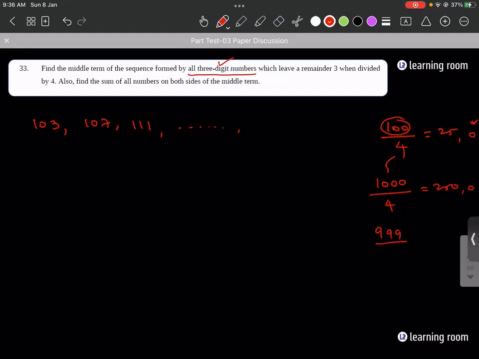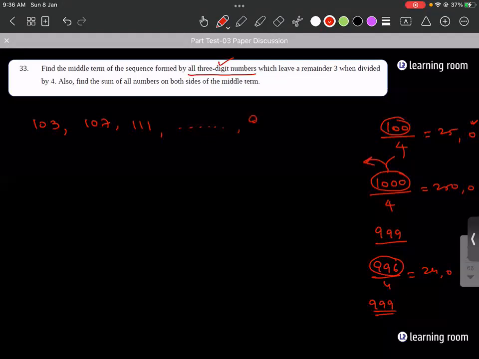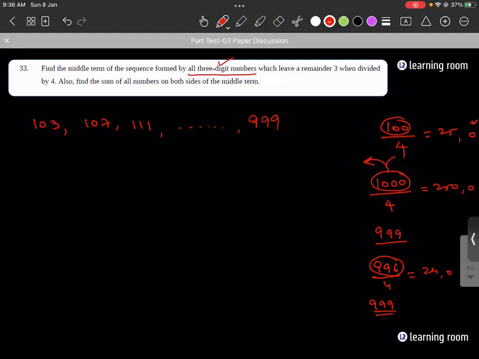Why I'm subtracting 1 is because the previous 3-digit number which is divisible exactly by 4 would have been 996. That would have given you 249. To this 996, I need to add 3. So that is 999. The last 3-digit number would have been 999. Am I clear with this? Yes, sir. Now you form the sequence. Find the middle term of the sequence. How do I find the middle term?